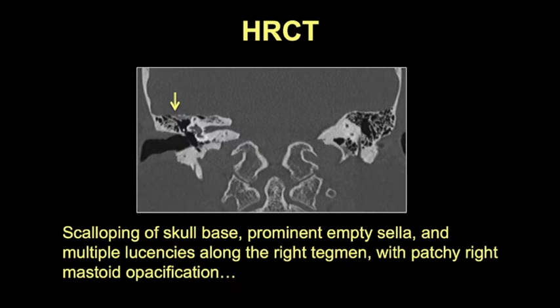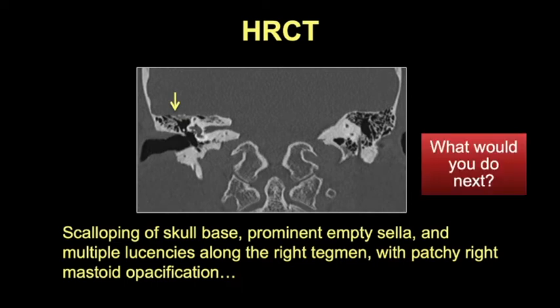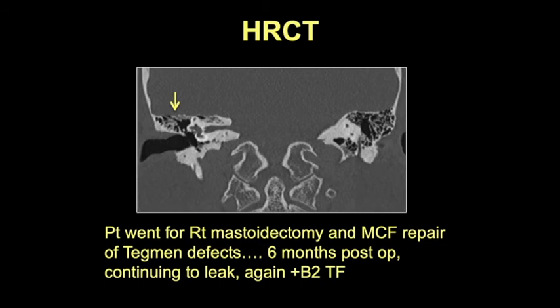There was significant scalloping of the skull base and a prominent empty sella compatible with IIH, as well as multiple lucencies along the right tegmen with patchy right mastoid opacification. At that time, no definite additional sites of leak were identified. So what would we do next? Well, we have one potential site of leak, so the patient should go for surgical repair, which is what happened. They went for right mastoidectomy and middle cranial fossa approach for repair of the tegmen.